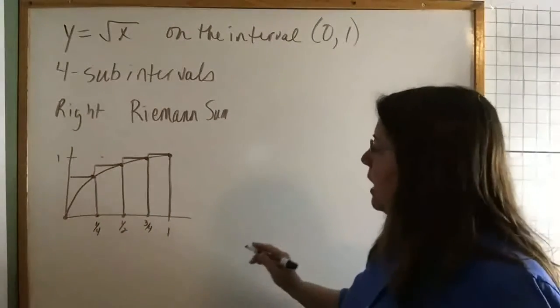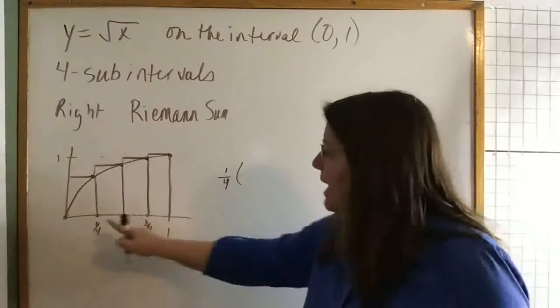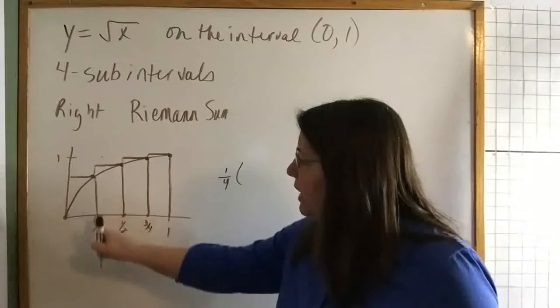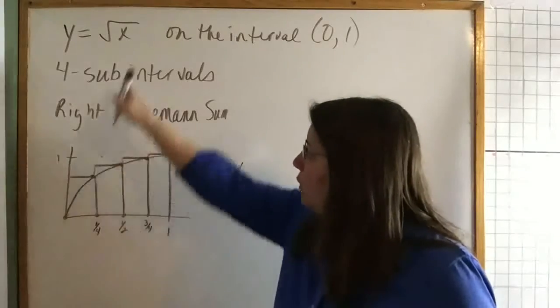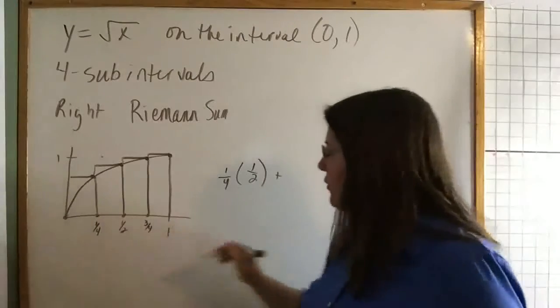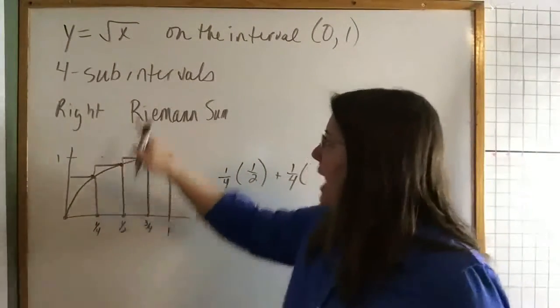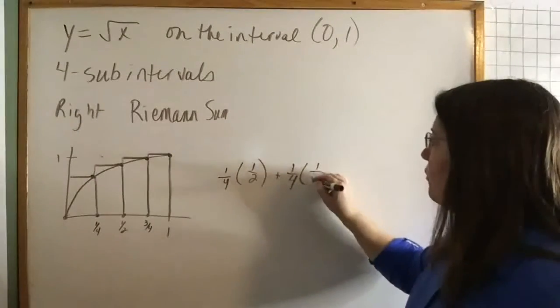So for the first rectangle, the width is 1/4, and the height of that rectangle is what I get when I plug 1/4 into the square root of x, which would be 1/2. Again, the width for the second rectangle is 1/4. The height, when I plug in 1/2, is going to be 1 over square root of 2.